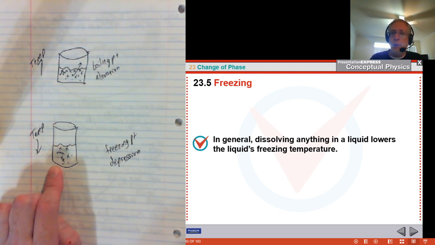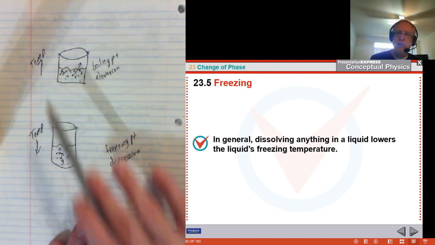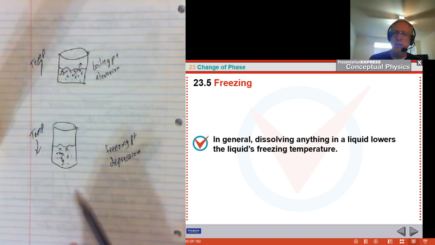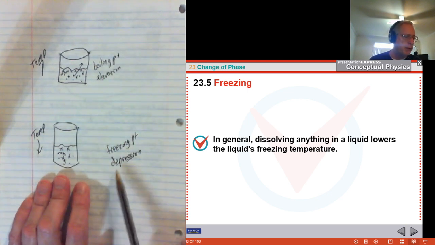Now, if it gets too cold, they put sand down, because the sand just sticks on the surface and gives you traction on top of the ice. You put salt down when you want to melt the ice. You put sand down when it's too cold to melt the ice, so you just need traction on top of the ice. But the point is, putting something else in a solution does both of these. It elevates boiling point and it depresses freezing.